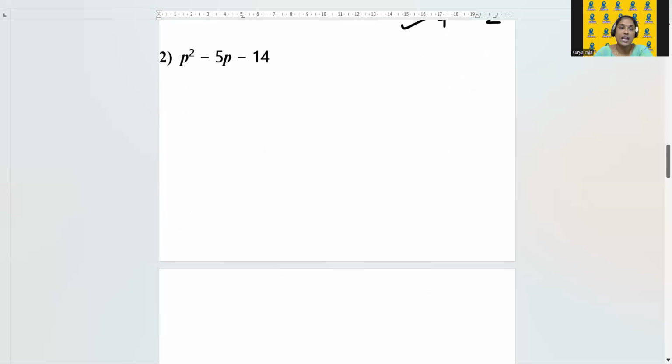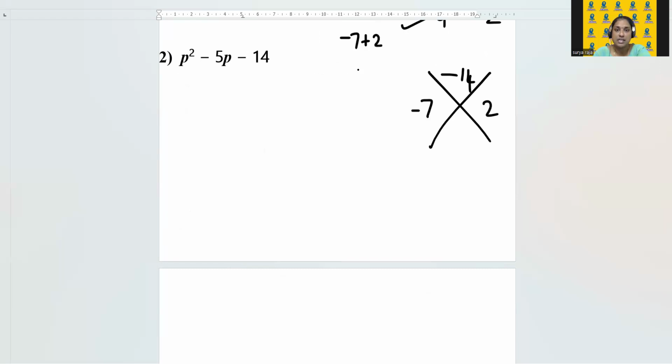Given in the second question, p square minus 5p minus 14. Here, as you can see, the constant is minus 14. I'm going to factorize, I mean, find the factors. What is the condition? When I multiply, I must get minus 14. When I add, I should get minus 5.